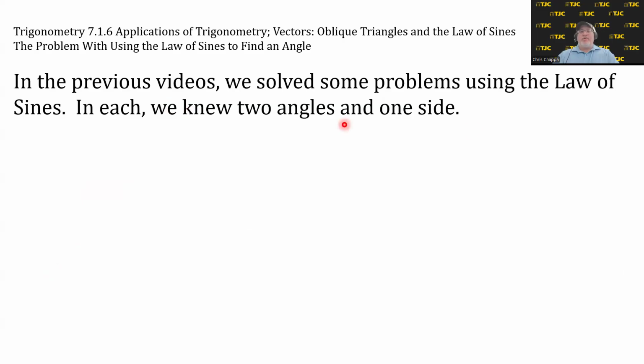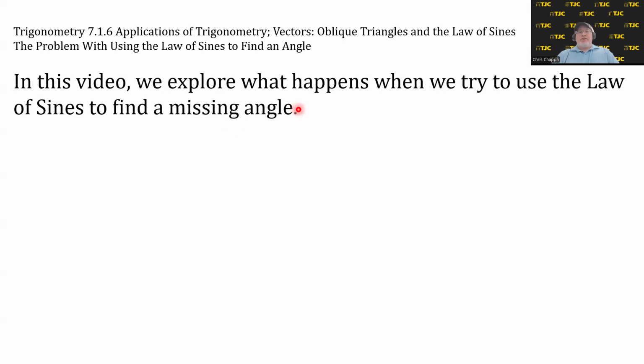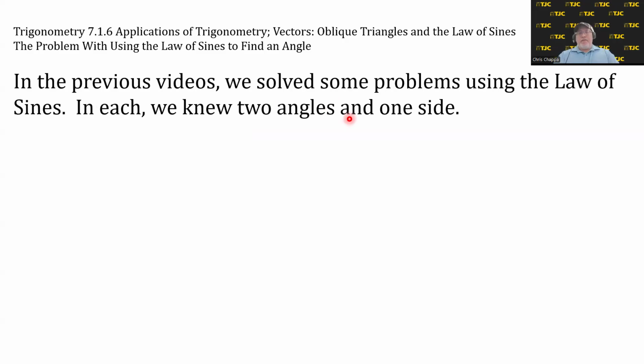In the previous videos, we solved some problems using the law of sines, and in each, we knew two angles and one side. Don't believe me? Go back and watch the videos again. In this video, we explore what happens when we try to use the law of sines to find a missing angle. Think about it. If you're given two angles and a side, you can always find the third angle pretty straightforward.